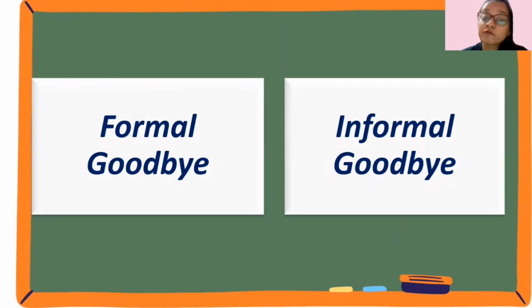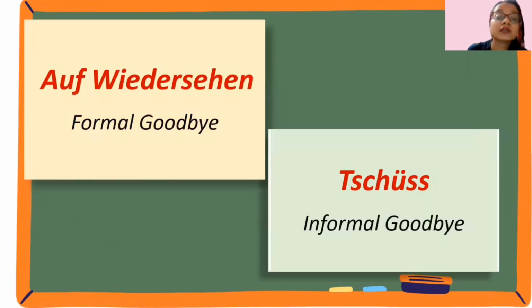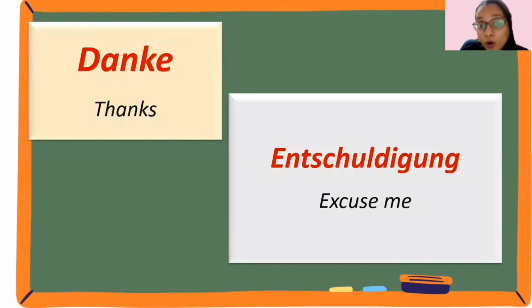Let's move forward. Formal goodbye and informal goodbye. We should know both of them, when to use formal and when to use informal goodbye. What do we call a formal goodbye in German? This is Auf Wiedersehen. Once again, Auf Wiedersehen, which means goodbye. And what will be the informal goodbye? This is Tschüss. Tschüss, which means bye. Great. Now, if you want to say thank you, how will you say that? Danke. Danke.